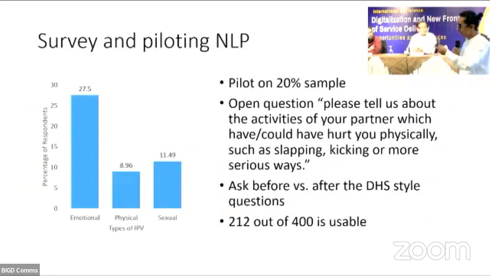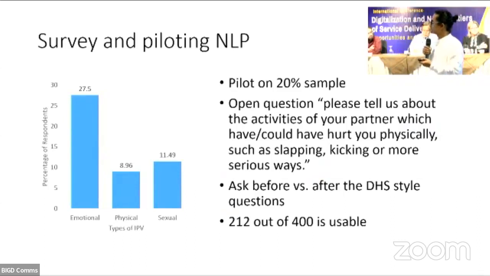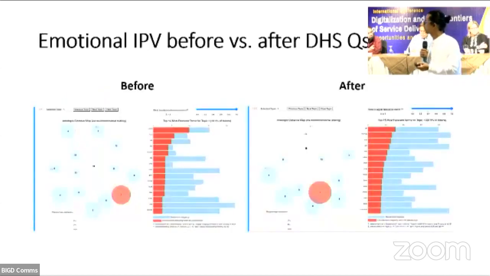This is just basic statistics of the survey data. After asking those standard questions, we find 27% said they experienced emotional violence, physical violence is about 9 to 10%, and sexual violence is a little bit more, 11.5%. The relevance of it will come in a minute, but let's see the NLP.